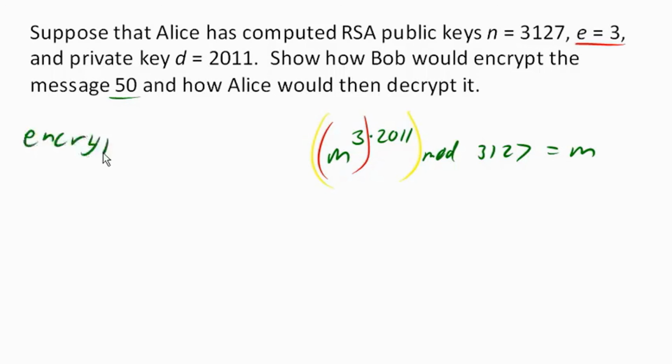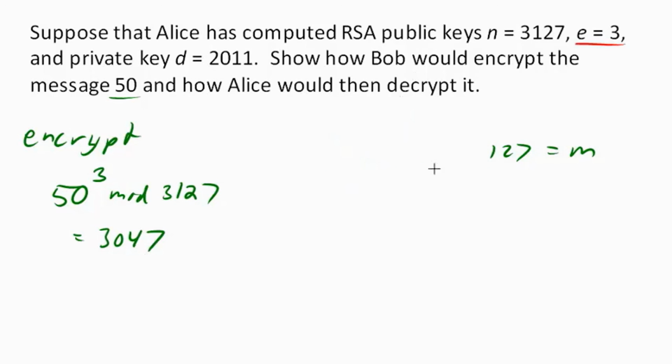So to encrypt the message, Bob would take the number 50, and he has Alice's public key. So he's going to take 50 to the power of the encryption key and calculate 50 to the third mod 3127. And he's probably going to need a little bit of calculational help for this, but it turns out that this number is 3047. So this is the message that Bob then sends to Alice.